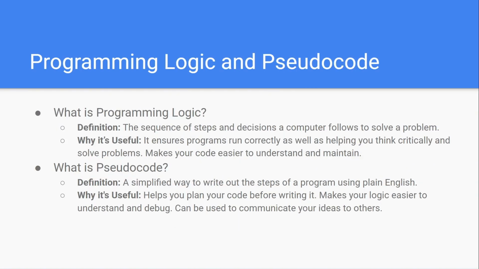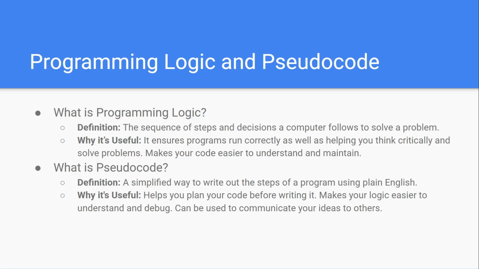Programming logic and pseudocode. Programming logic is the sequence of steps and decisions that a computer follows to solve a problem. Programming logic is useful because it helps programs run correctly. It also helps programmers think critically, solve problems, and make code easier to understand.